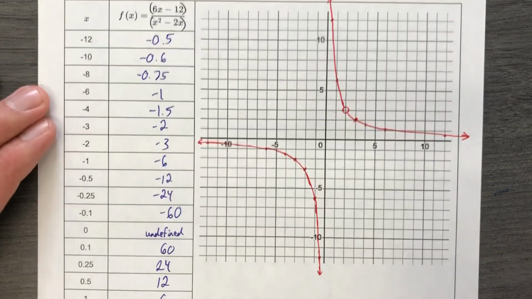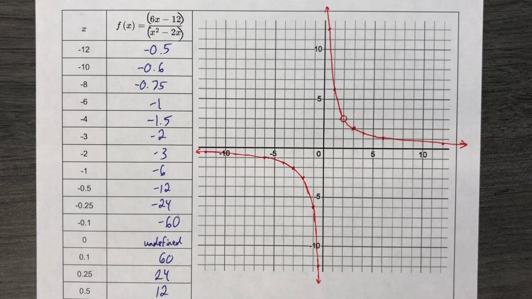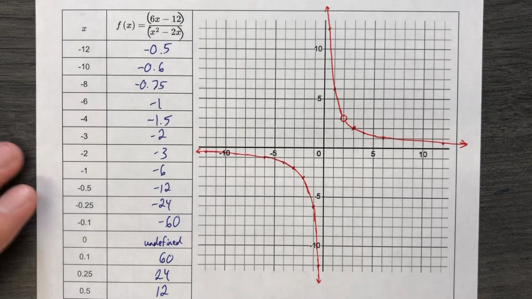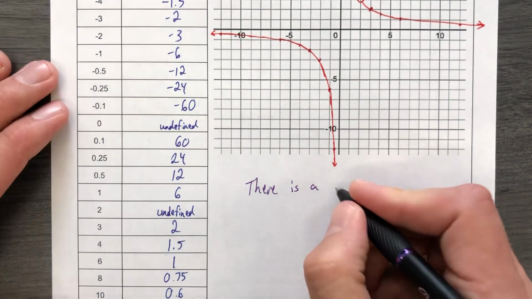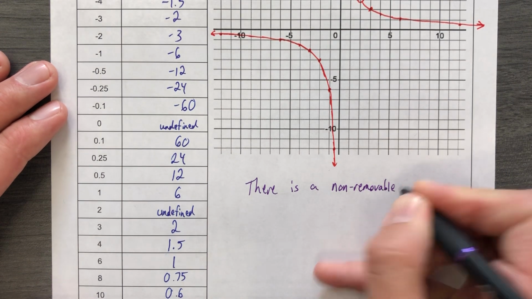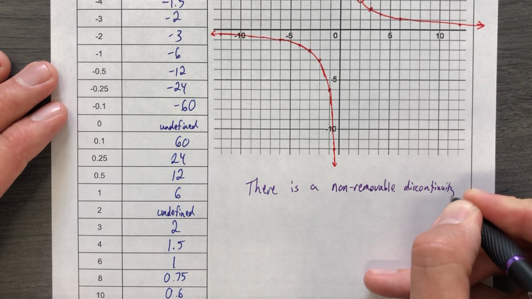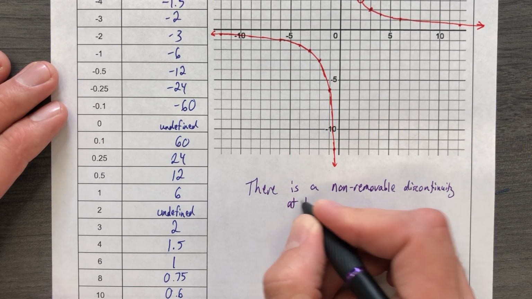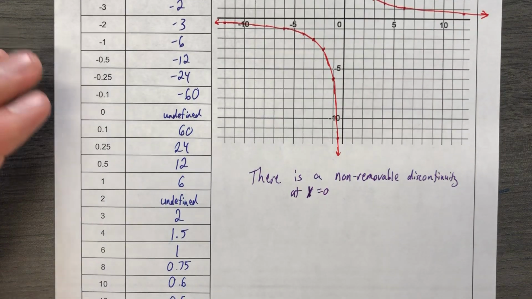All right, so now we're going to talk about discontinuities. So we have a discontinuity, well, a couple discontinuities actually. So the question really is, where or at what x values do I not have a graph that exists? So there is a non-removable discontinuity at x equals 0. There we go. We'll turn that into an x.